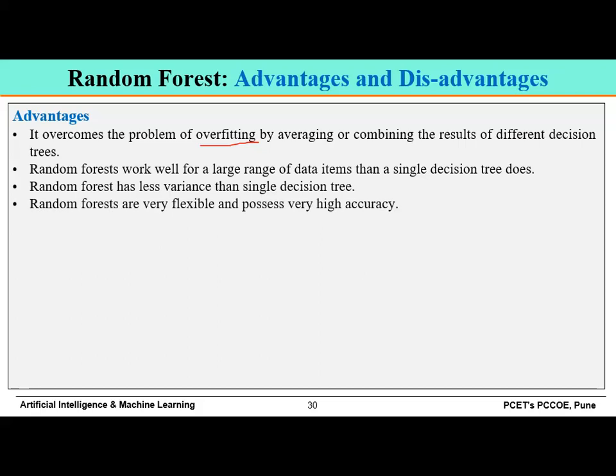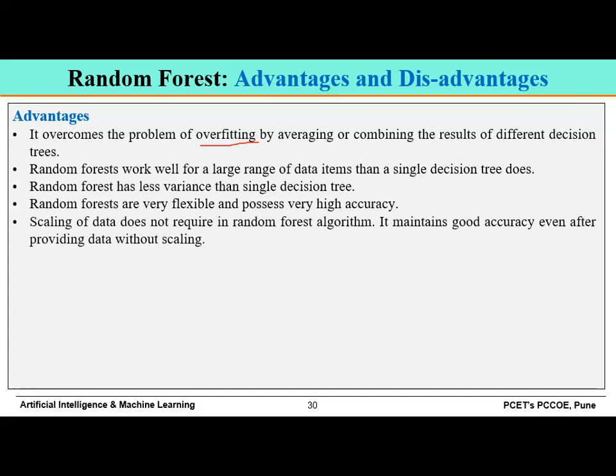Random forests are very flexible and possess very high accuracy. Right. So how many samples you have to draw? It is your decision. How to prepare the decision tree? It is your decision. How many samples are to be drawn? It is your decision. What should be the quantity in each sample? It is your decision. So it is very flexible. Next.